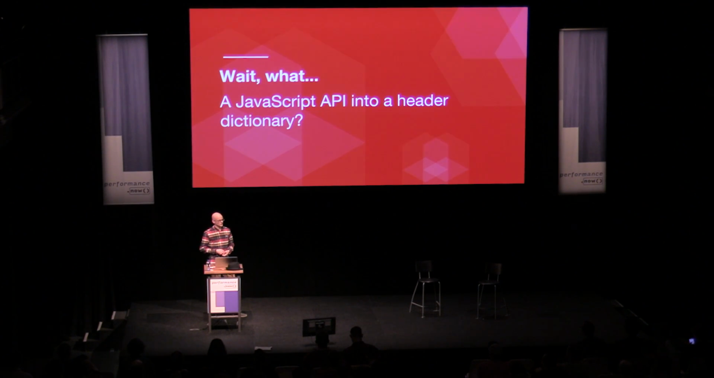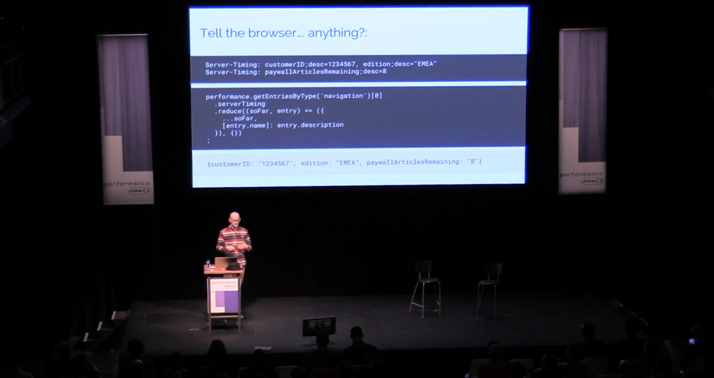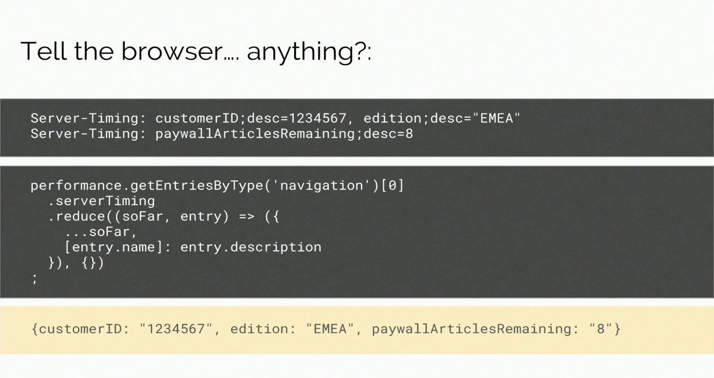The other interesting thing about this is it's the first time, I think, that we've had a JavaScript API into a header dictionary. And that gives me some ideas. What if we just use the server timing header to communicate any kind of key value data to the browser, and then just write a little bit of JavaScript to extract it into an object? This would be quite useful.